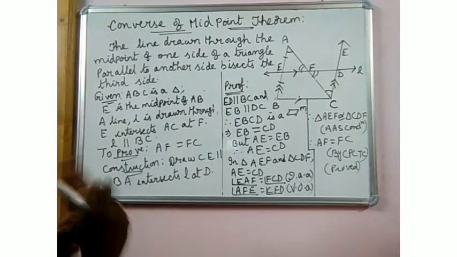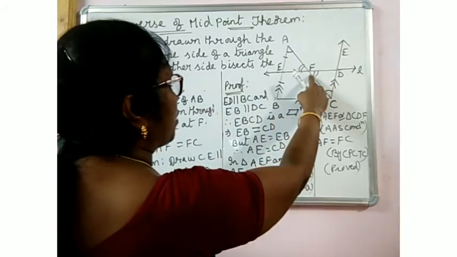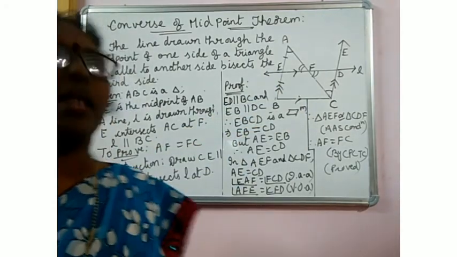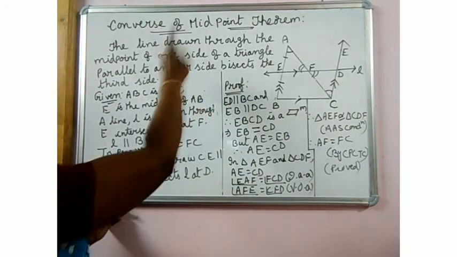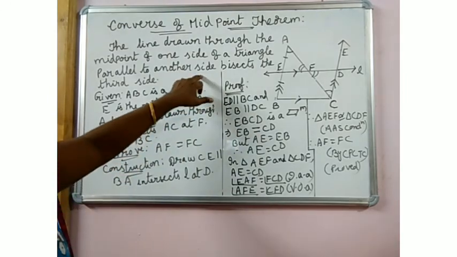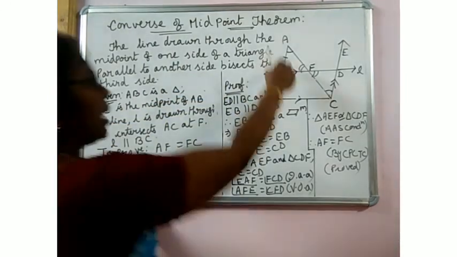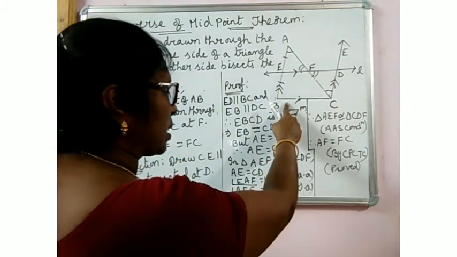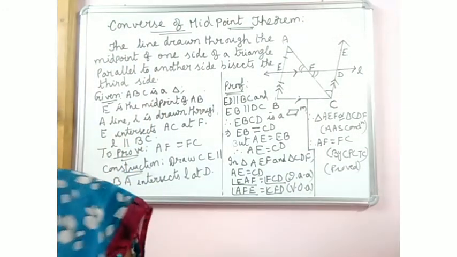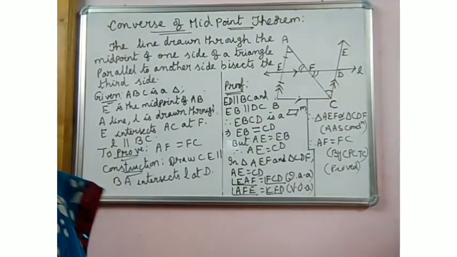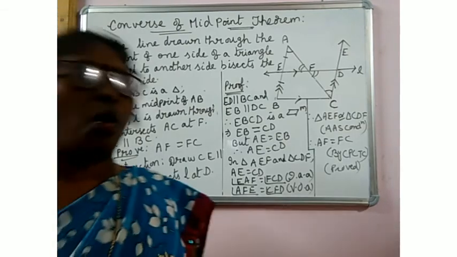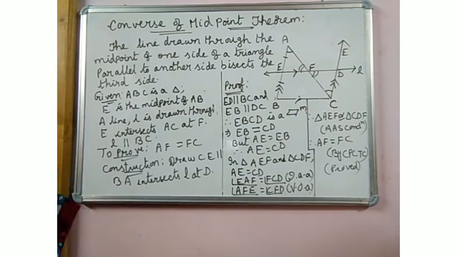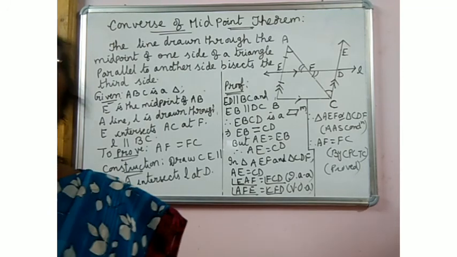So the midpoint theorem is: if E and F are midpoints of two sides of a triangle, the segment is parallel to the third side and it is half of the third side. That is the midpoint theorem. And the converse of the midpoint theorem, which we have learned just now, is that a line drawn through the midpoint of one side of a triangle, parallel to another side, bisects the third side. That is your converse of the midpoint theorem. I hope this is clear to you. In the next class, you are going to learn about the intercept theorem, or equal intercepts theorem. Okay, thank you.